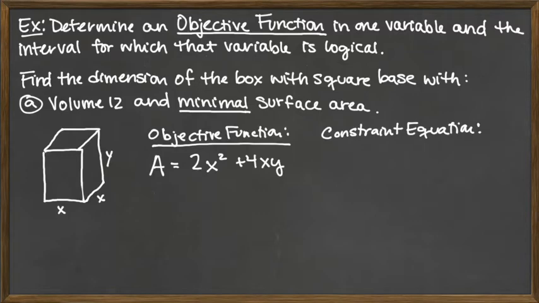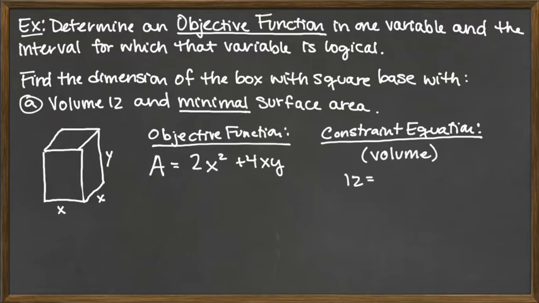And that's where what we call a constraint equation is going to come into play. A constraint equation is simply using the other piece of information that's given in your problem to relate the variables in a different way. Looking back at what we're given, the volume is 12. And so our constraint equation is going to be our volume information. So our volume overall is 12.